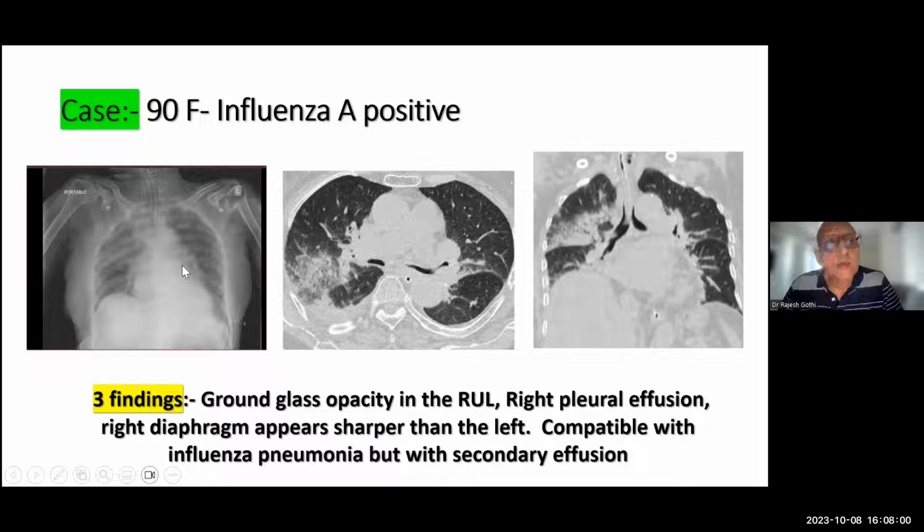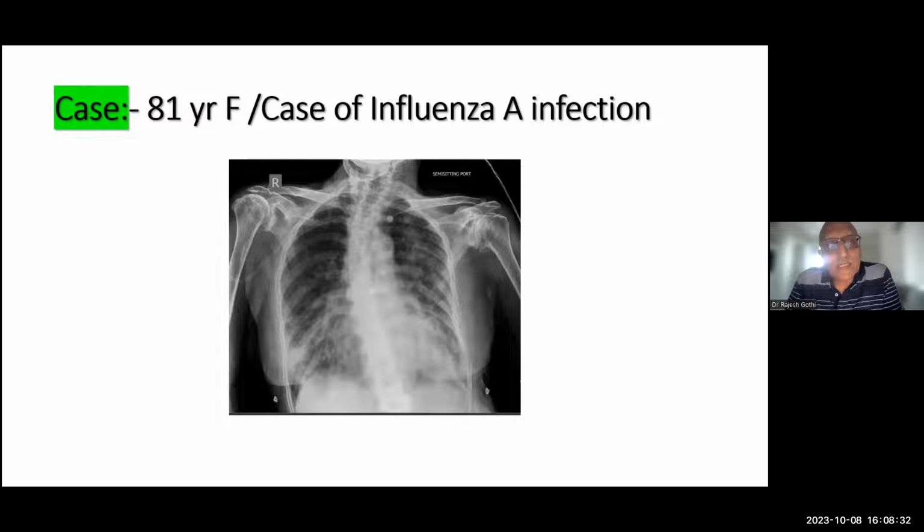If you will see, there is an endotracheal tube, the patient is supine and the breathing is mainly from the left lung, not from the right lung. That is why the diaphragm is sharp and the disease is also more in the right chest. There is also a small amount of pleural effusion. So whenever you come across a case of influenza pneumonia and you find that there are lung lesions but also pleural effusion, think of a superadded infection. That can be the reason why the pleural effusions develop, because most of the times in viral infections, pneumonia is not so common. Coming to another case, 81-year-old female, a case of influenza A infection.